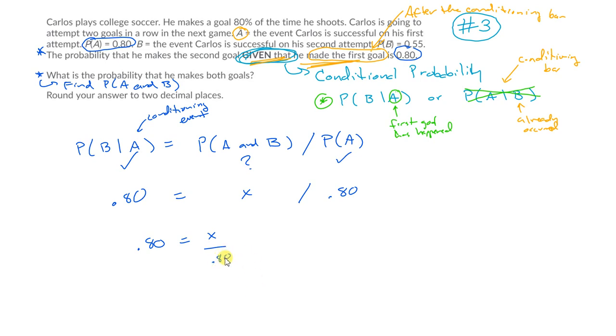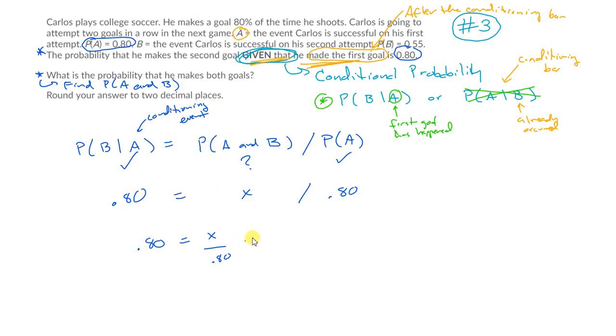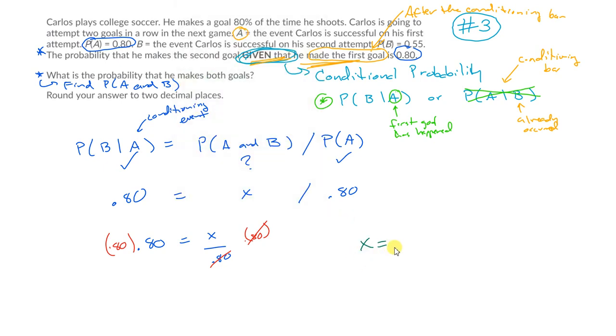How would I solve that? Well, I have to get the 0.80 out of the denominator. How do I do that? We're going to just multiply, right? Multiply by 0.80 on both sides. Okay, and we cancel here. And of course, we end up with our result. What's our result? That x is equal to 0.80 times 0.80, which is 0.64, or 64%. But they want the answer in decimal form, so they want the answer this way. If they said what percent, it would be the percent version.